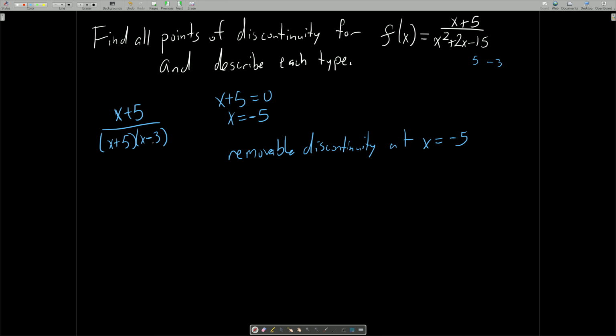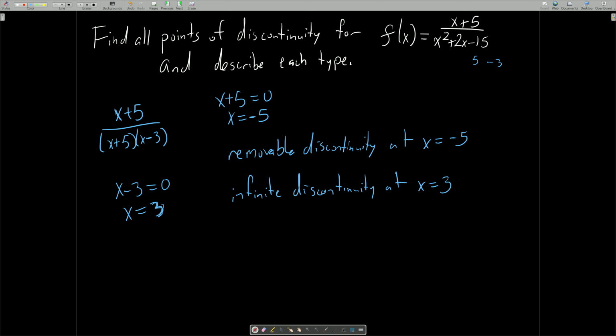And this other part, x minus 3, is in the denominator, and if x minus 3 is 0, it means x equals 3. If this x minus 3 is equal to 0, then the function would be dividing by 0. And so in that case, it would be an infinite discontinuity at x equals 3.